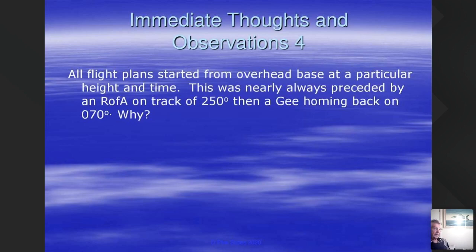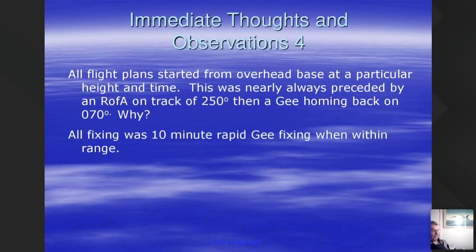All flight plans started from overhead base at a particular height and time. This was nearly always preceded by what they call a radius of action, a trombone, if you like, to the west-southwest, and then a G-homing back to overhead base. You might think, why did they do that when they were going off to Germany? Why did they go west? We can talk about that later on, perhaps in the question session.